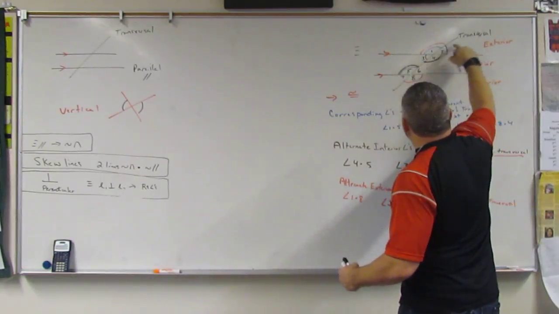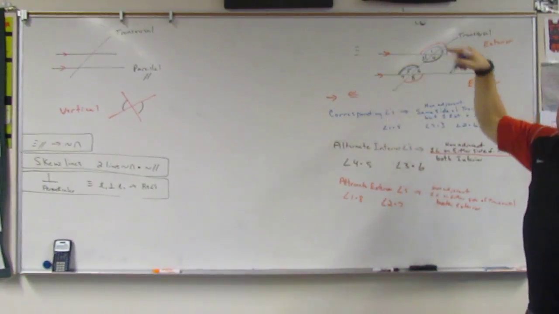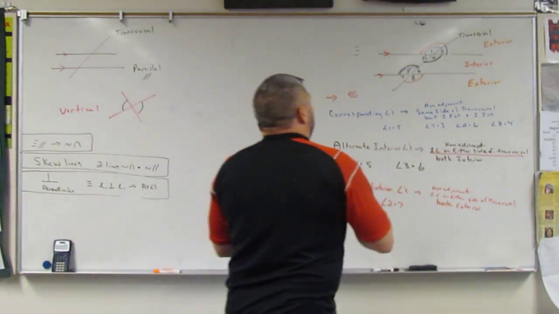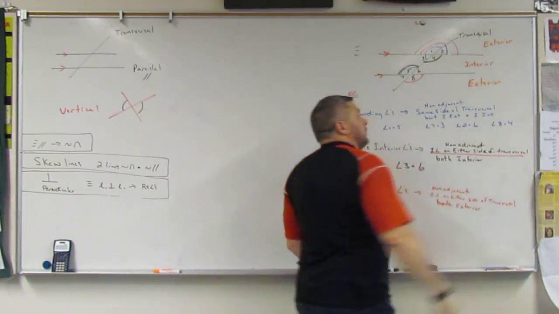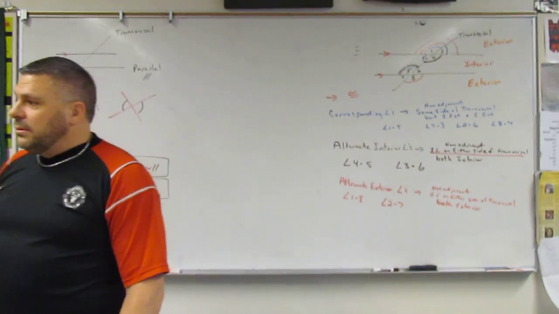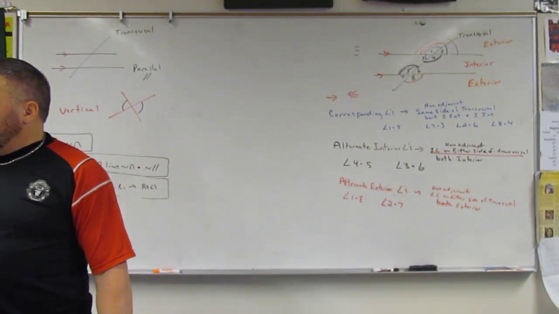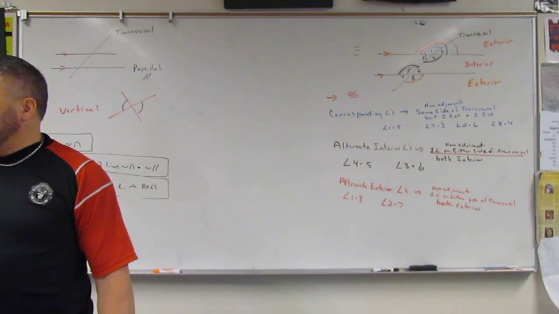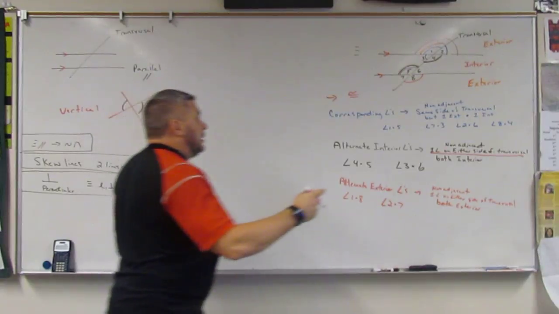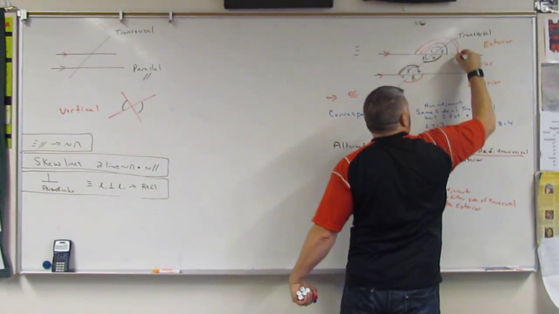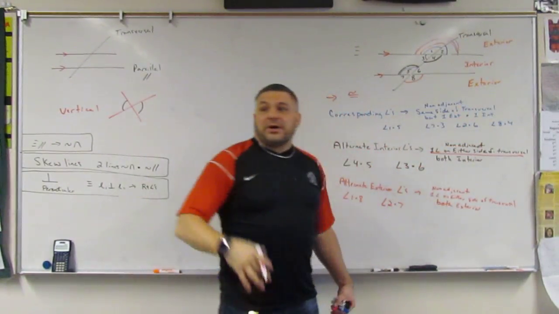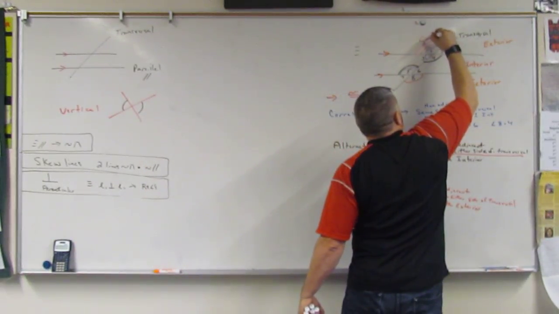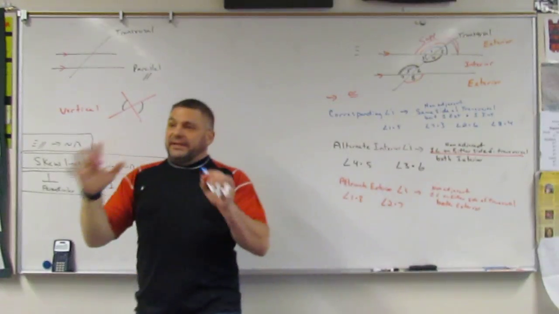Right? What do we know about this angle? It's 180 degrees. It creates a line, right? When we go from here to here, we know that these are what we call supplementary, right? It is a supplementary angle. Okay? Or what we call a linear pair.